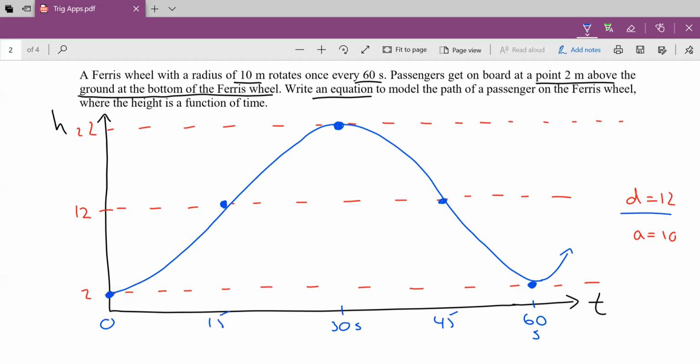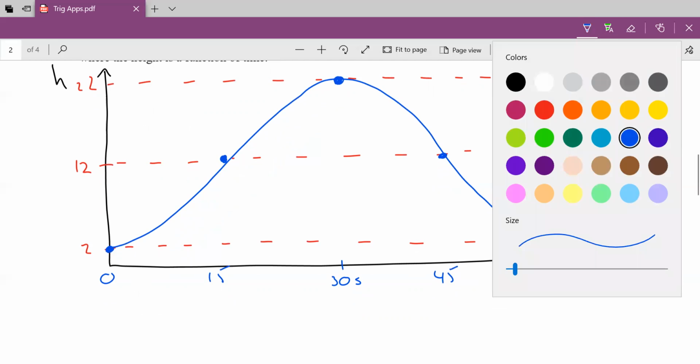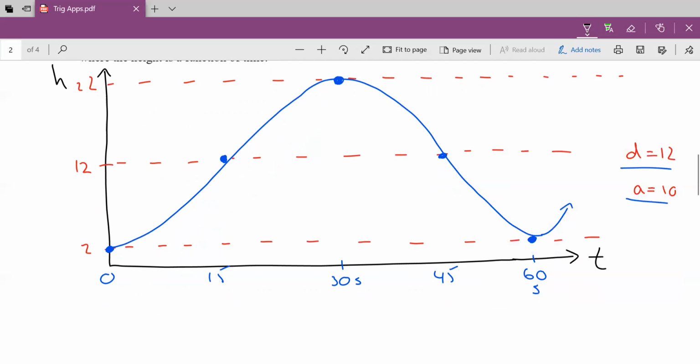So now let's make some equations of this. Well, we already know D and A. That's good news. But what about B and C? Well, to find B and C, all I'm going to do here is this. For the B value, we have this handy little formula, 2 pi divided by P. Well, my period is 60 seconds.